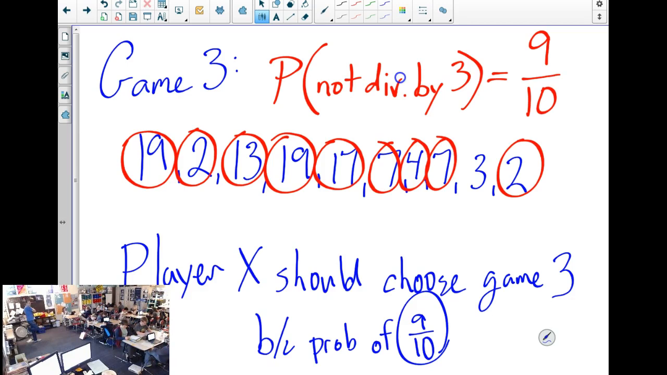No, 21 divides by 3, but not 20. We don't even have a 21 that can happen here. Did anyone get a different game as your best probability? Because it can happen. I'm just curious. What should the probability in game 2 be?